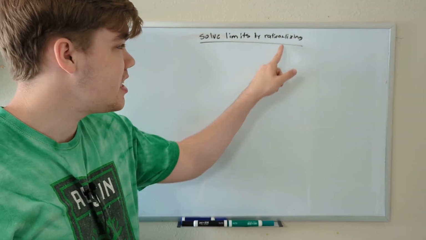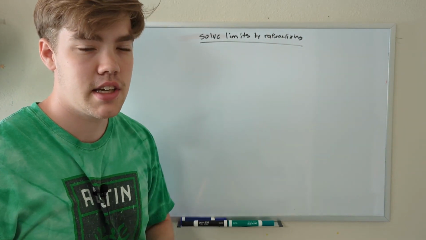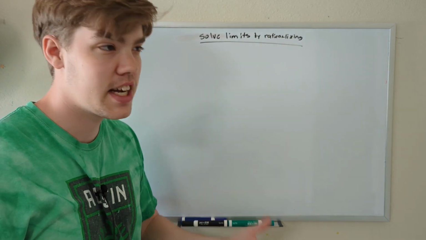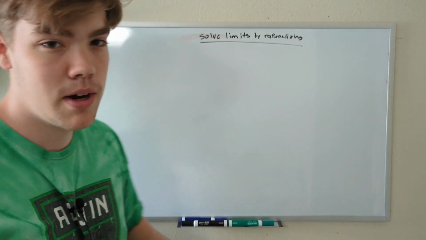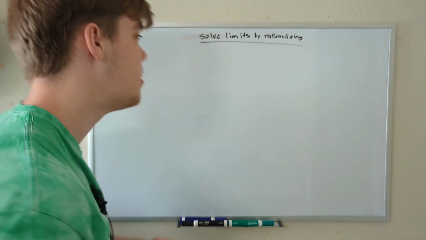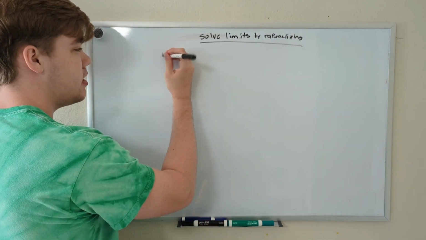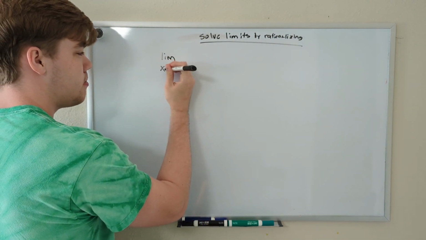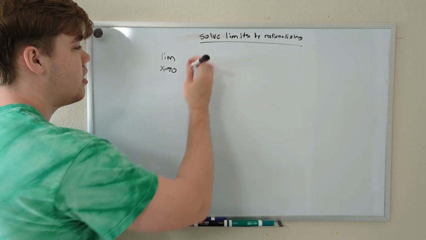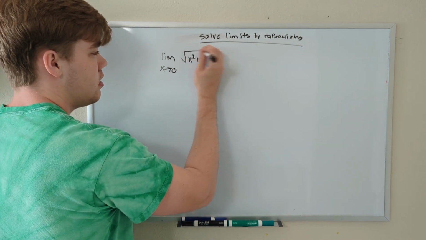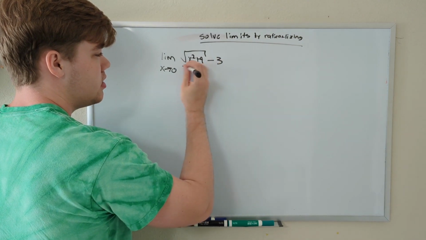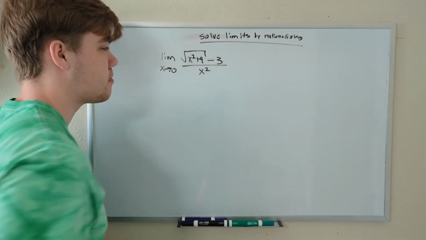So why would we do rationalizing? The strategy of rationalizing a limit function over something like factoring, or for that matter, just plugging in whatever x is approaching to x. Well, I'm going to use my first example to show you why. In our first example, we have the limit as x approaches 0, that's always fun, of the square root of x squared plus 9 minus 3 divided by x squared.